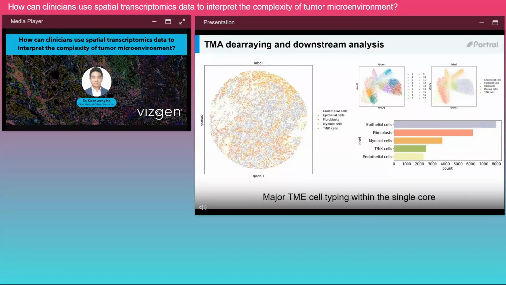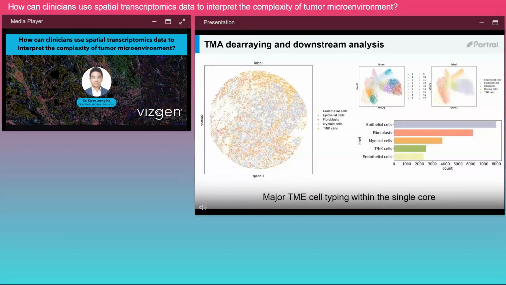In addition to detailed cell annotation, we can use this data for major cell subtyping within the tumor microenvironment. As shown in this slide, our analysis allows us to classify the major cell types present in a single core. So we divided the cells into epithelial cells, fibroblasts, myeloid cells, T and NK cells, and endothelial cells.